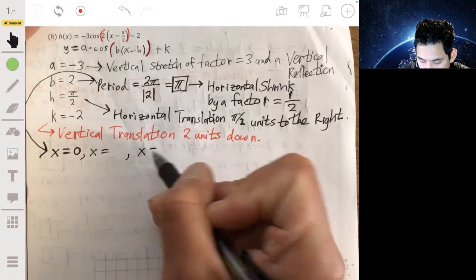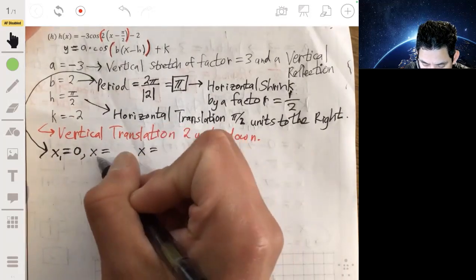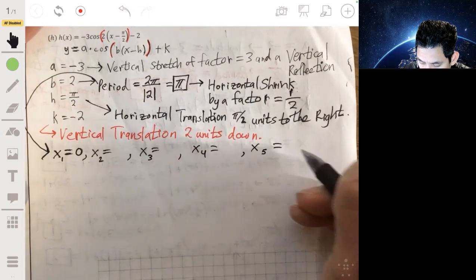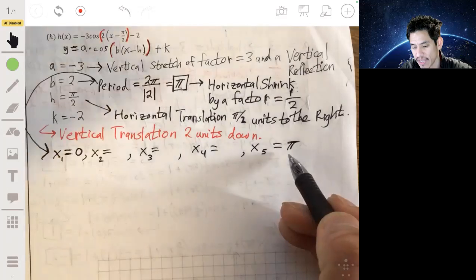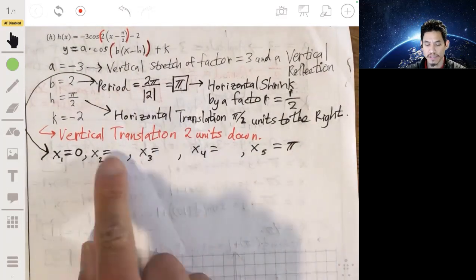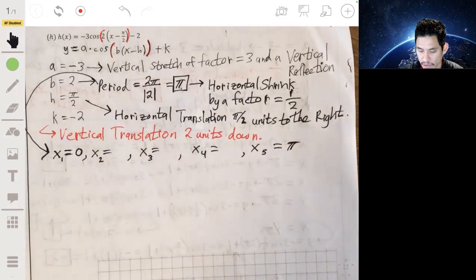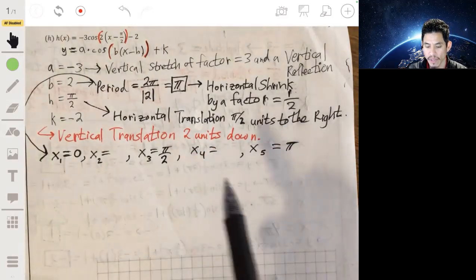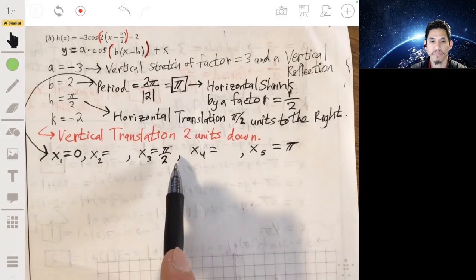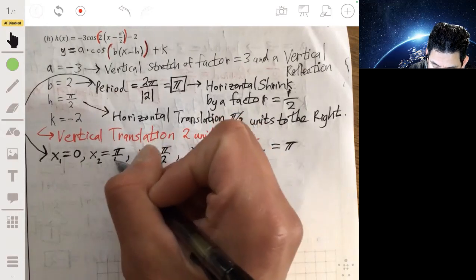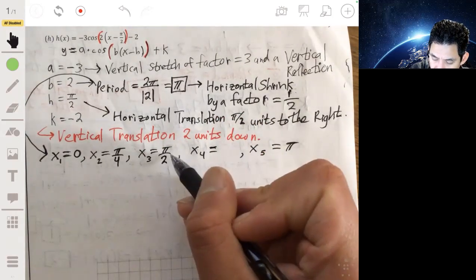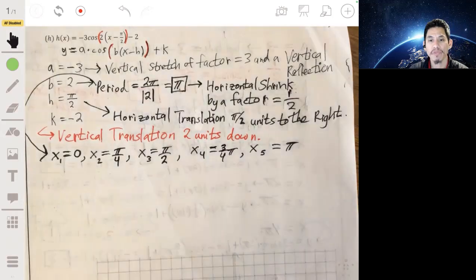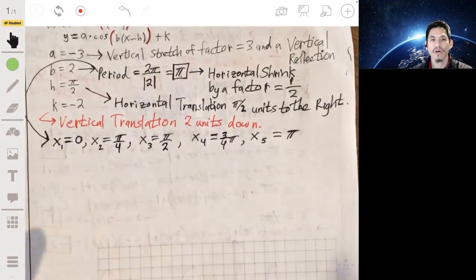So let me go x1, x2, x3, x4, and x5. x1 is 0, x5 is pi. So we have 3 points divided evenly along that interval. x3 is in the middle, so x3 will just be pi over 2. And x2 will be in the middle of 0 and pi over 2, and that's just pi over 4. And x4 will be halfway between pi over 2 and pi, which is 3/4 pi. So now we just evaluate the function for these 5 x values.